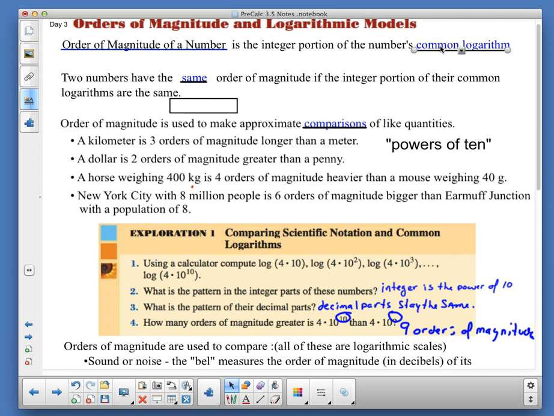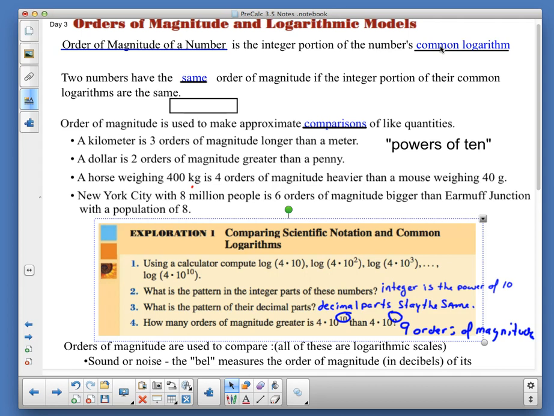All right. So this is one of my examples I love. Exploration: comparing scientific notation and common logarithms. Using a calculator, you can compute the log of 4 times 10, the log of 4 times 10 squared, the log of 4 times 10 to the 3rd, the log of 4 times 10 to the 10th. I'm going to save you some time on that. We're not going to compute it. What do you think is happening with it? As far as the decimal number, the integer. Because it's going to return an integer value, right?